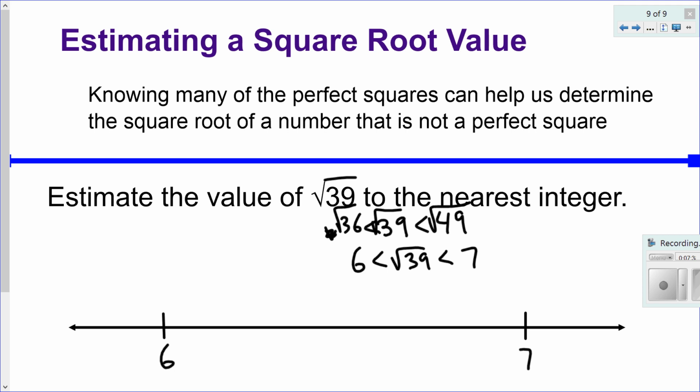Next, notice that 39 is closer to 36 than it is to 49. Therefore, on my number line, I know that the square root of 39 is going to be closer to 6 rather than 7. Therefore, the square root of 39 is about 6. It's a little over 6.